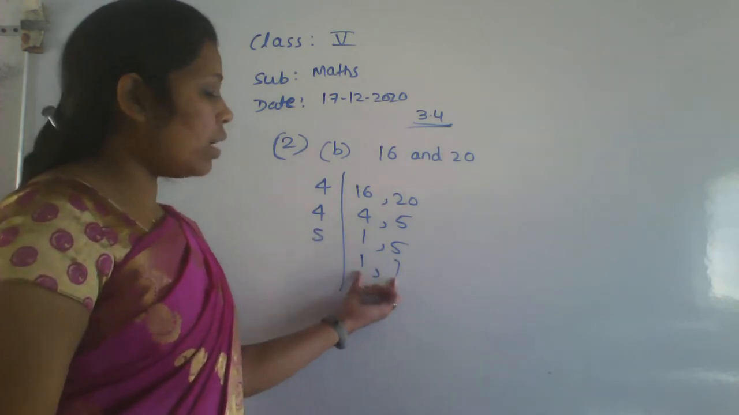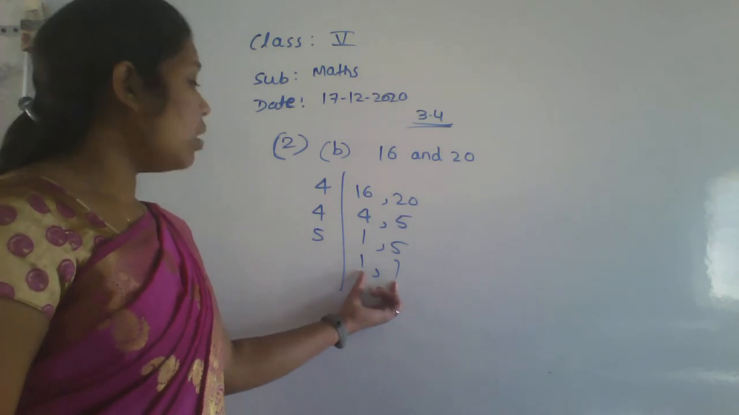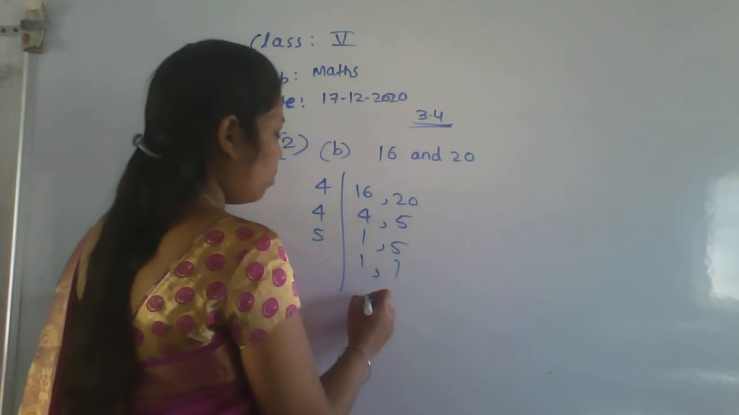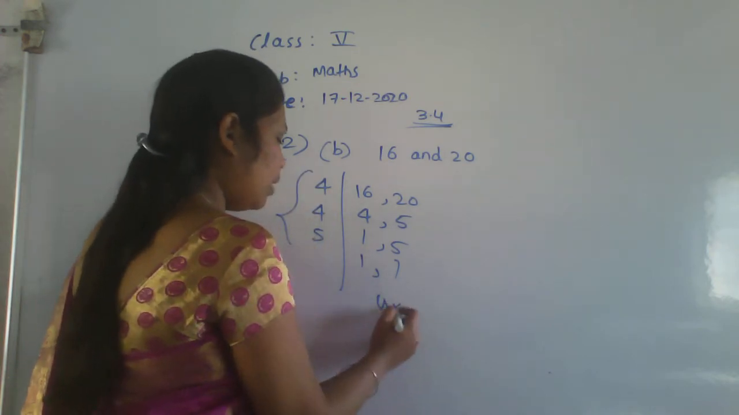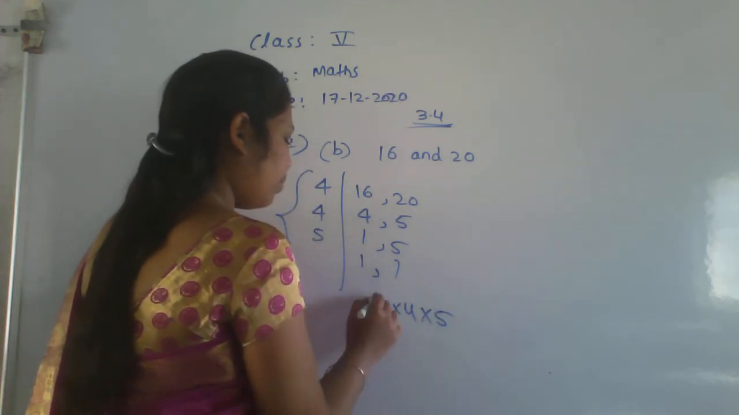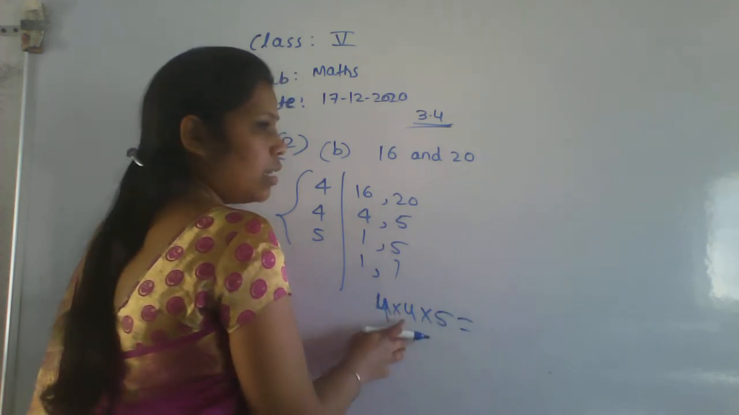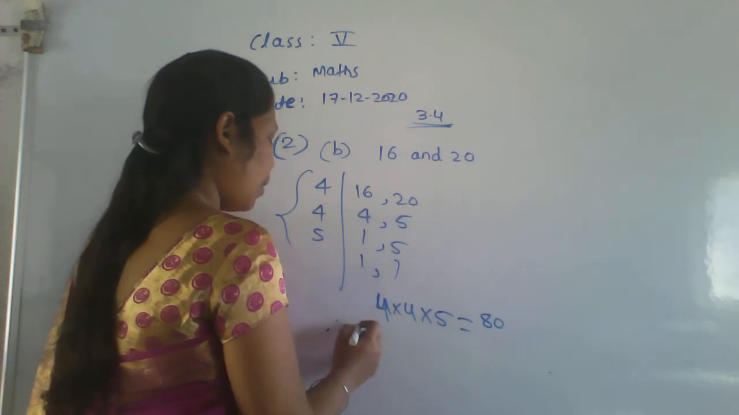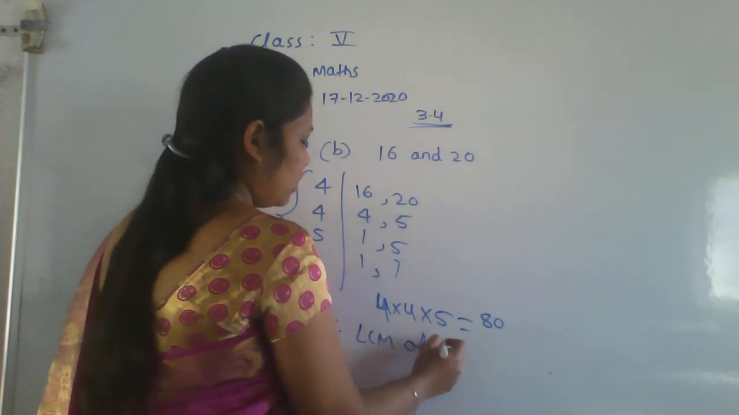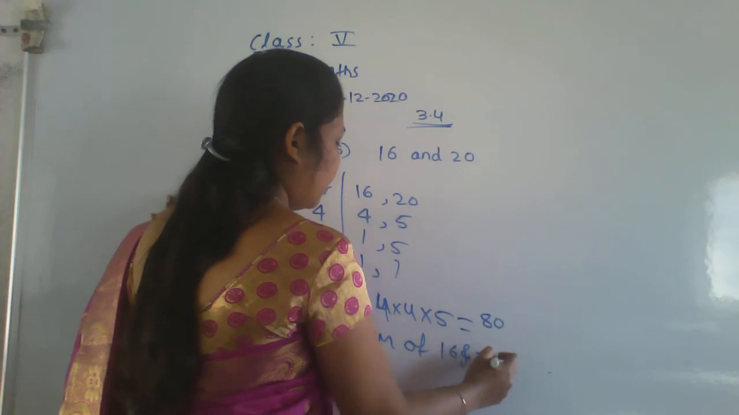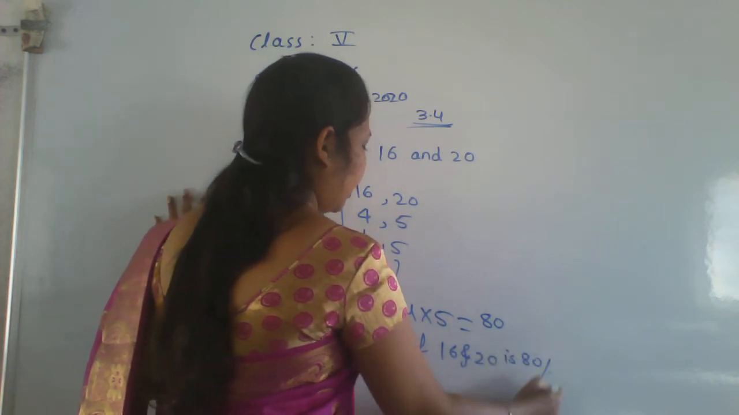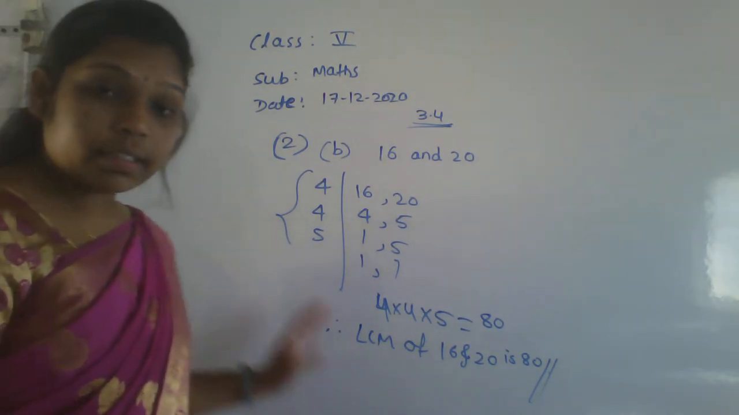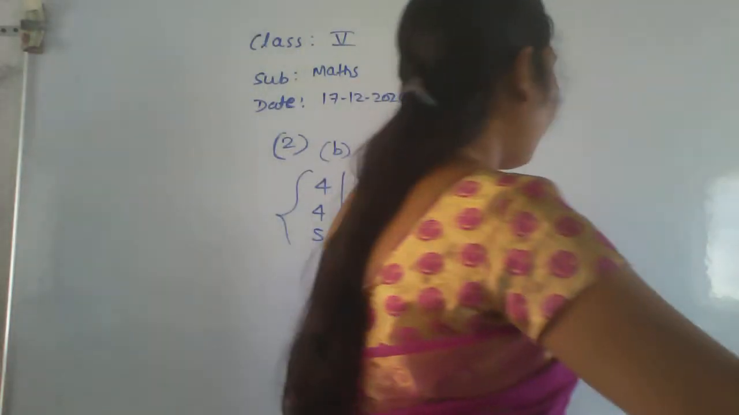Till 1 comma 1 we have to get that. Until then we will do the division. Okay, so here multiply these numbers, that is 4 into 4 into 5. 4 4s are 16, 16 5s are 80. Okay, so therefore the LCM of 16 and 20 is 80. Okay, go for the third problem.